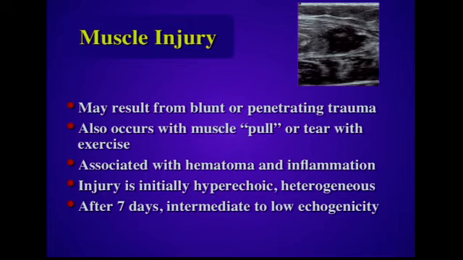In this particular example, you can notice that there's a hypoechoic structure within the body of the muscle, in this case representing bleeding within a muscle tear. Initially, the hematoma and injury may be hyperechoic and heterogeneous, and over the course of time may become more intermediate to low echogenicity.